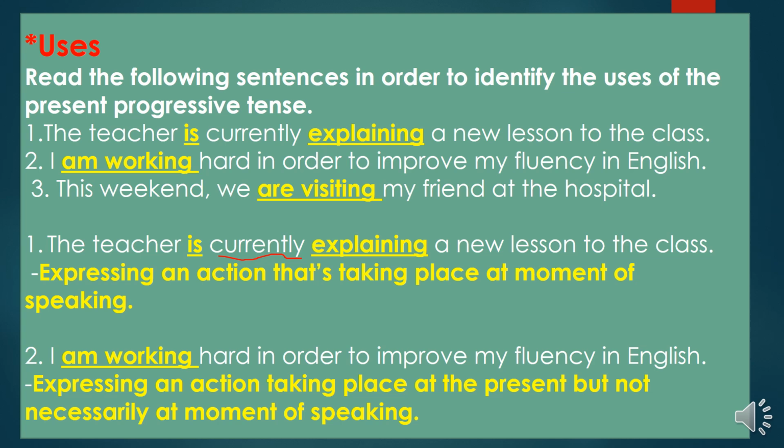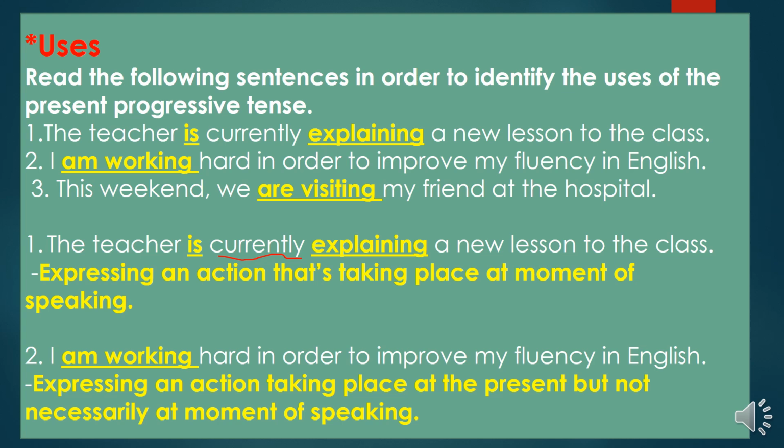My mom is preparing lunch now, at the moment of speaking. We are doing a math test at the moment of speaking. These are actions done at the moment of speaking. So these are actions that we should use the present progressive tense to express. Let's move to the second sentence.